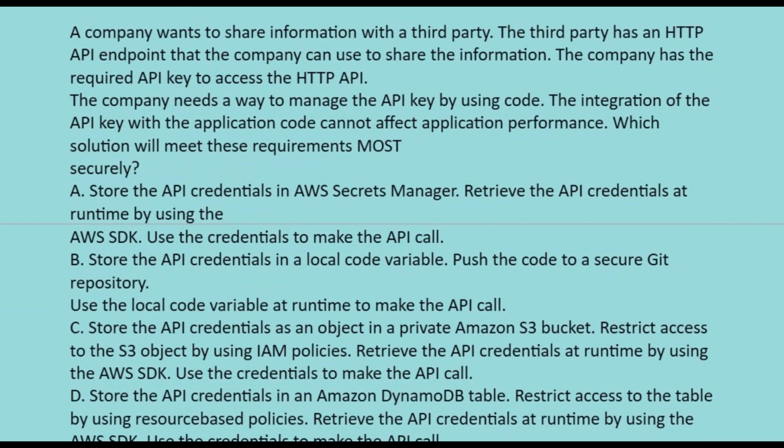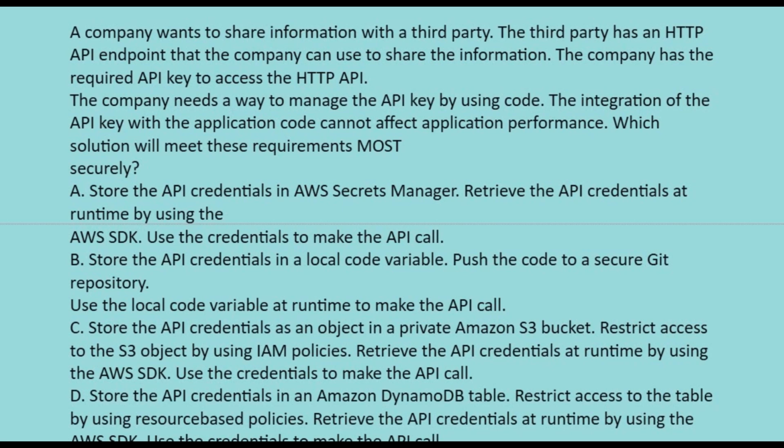Option A. Store the API credentials in AWS Secrets Manager. Retrieve the API credentials at runtime by using the AWS SDK. Use the credentials to make the API call. Option B. Store the API credentials in a local code variable. Push the code to a secure Git repository. Use the local code variable at runtime to make the API call.